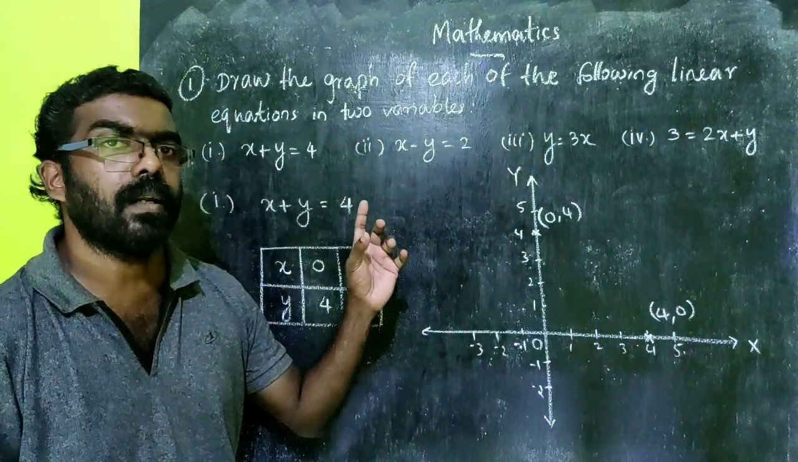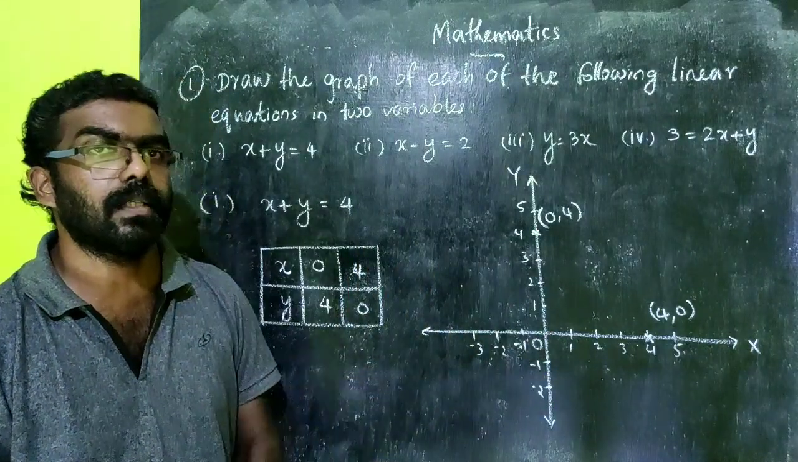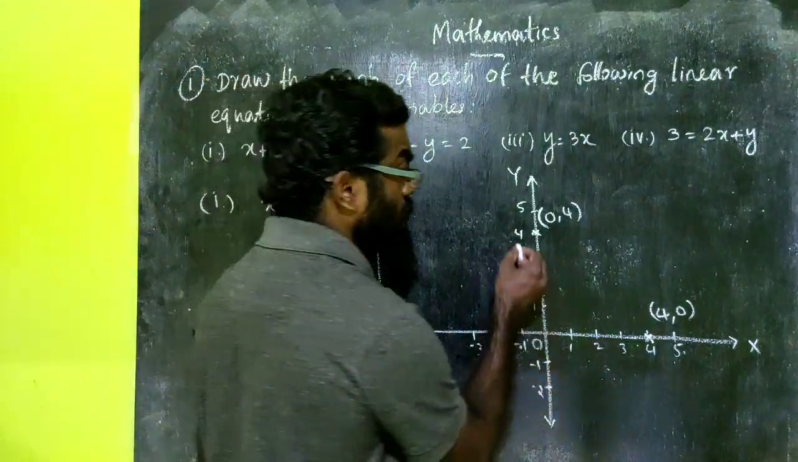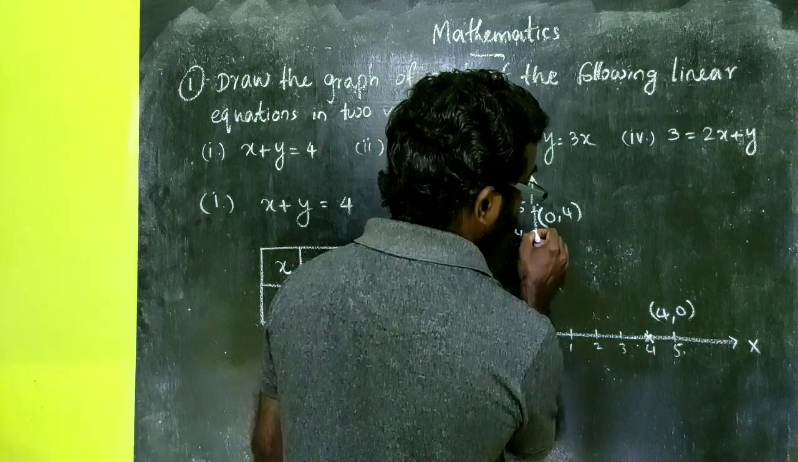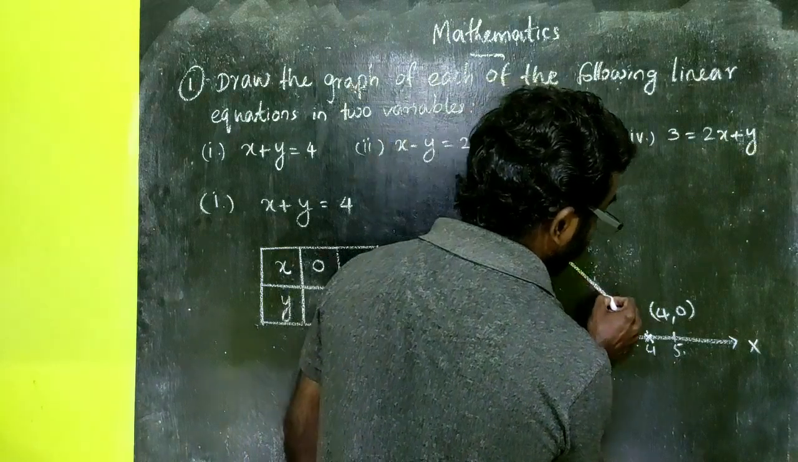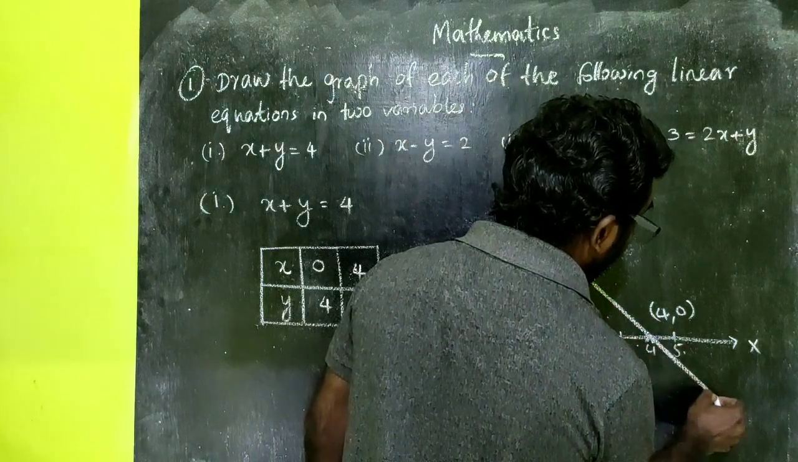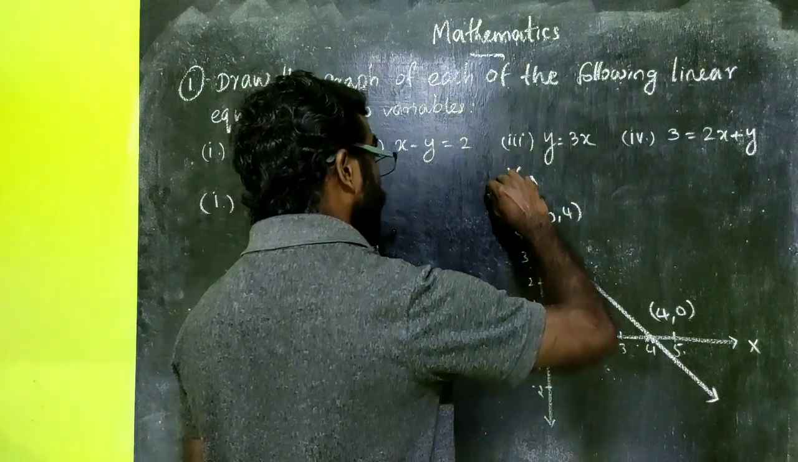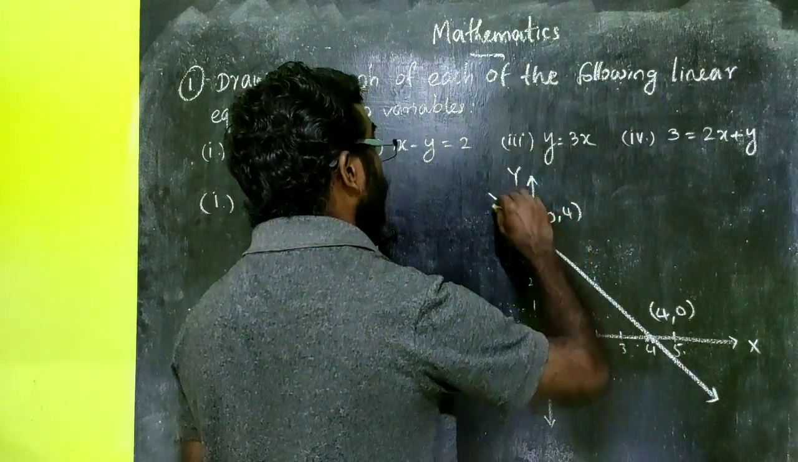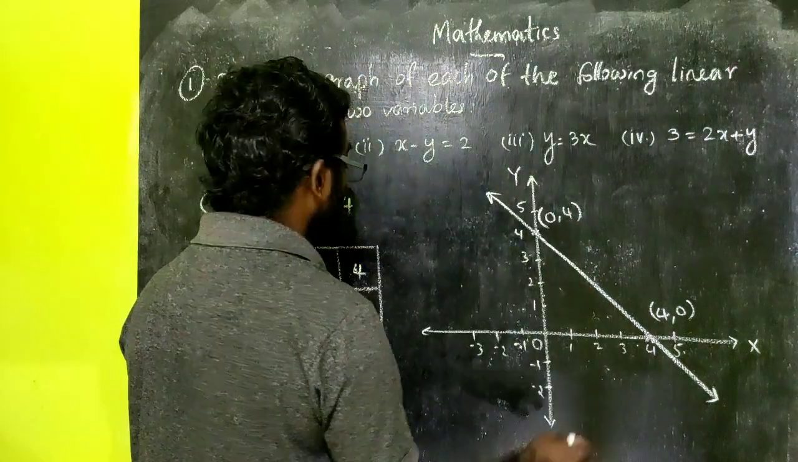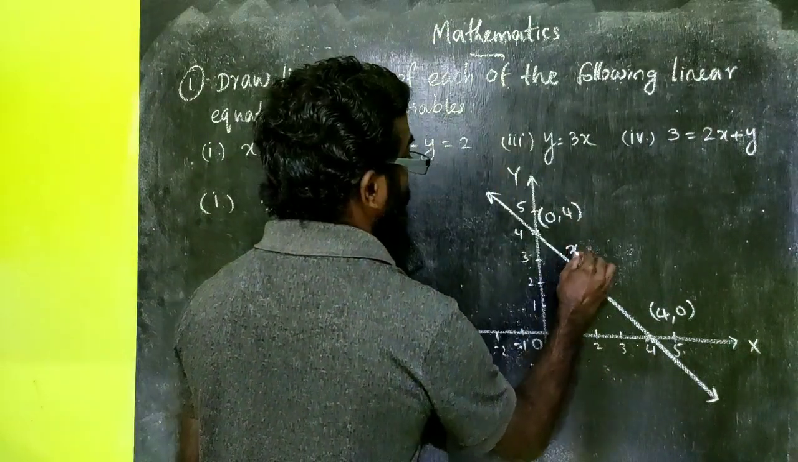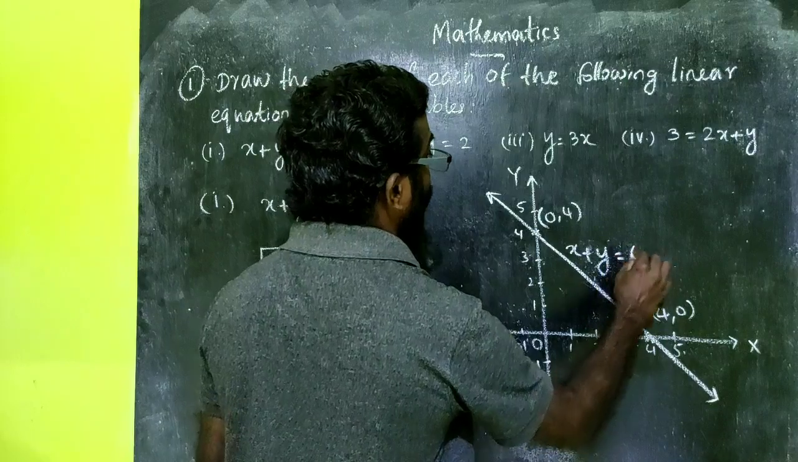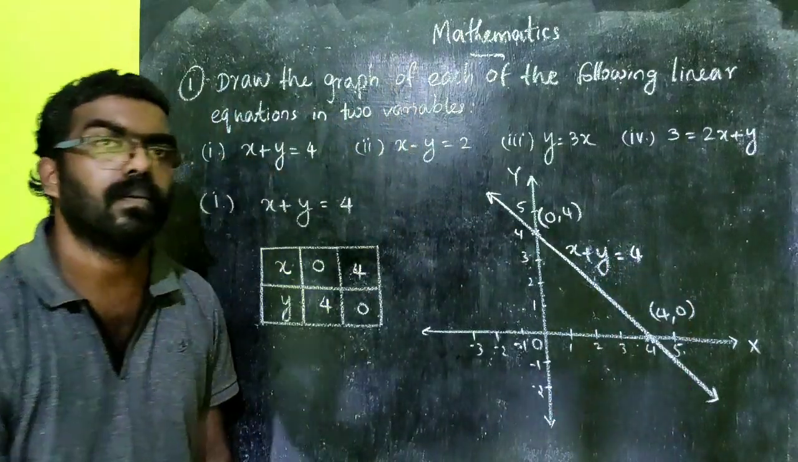Now we can join these two points using a straight line in order to get the graph, and we can extend the line in both directions. So this is the graph of the equation x plus y is equal to 4. Clear?